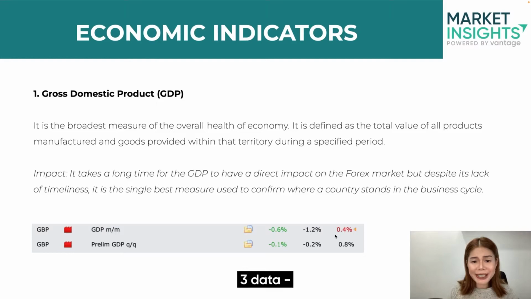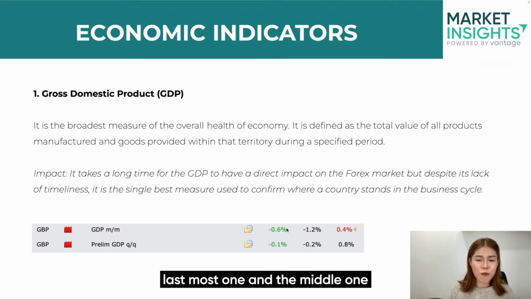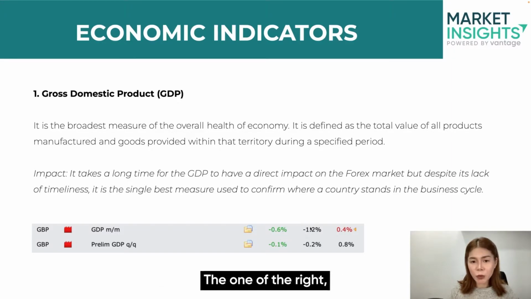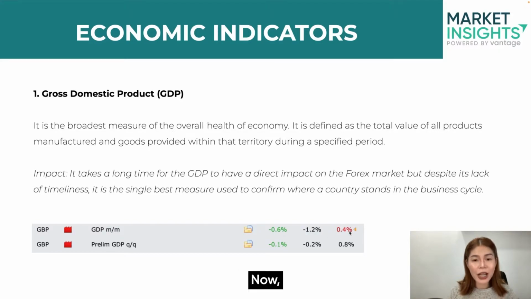We have here three sets of numbers: the rightmost corner, the leftmost one, and the middle one. The one on the right, which is 0.4%, this is the previous data. Since this is a monthly data, this is the data last month. Now, as mentioned, GDP is a lagging data.